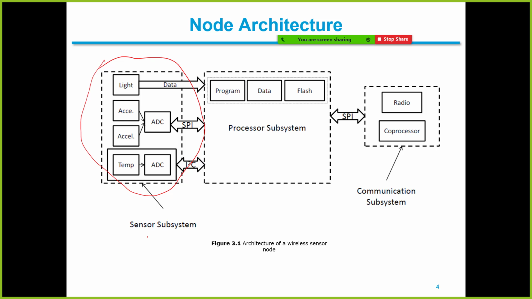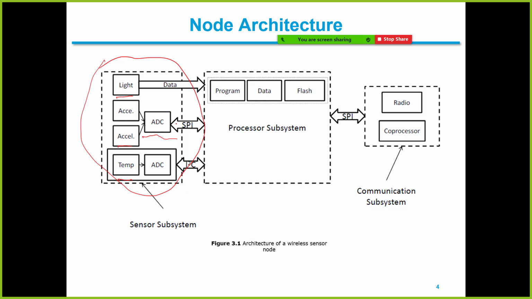In the sensor subsystem, we have different kinds of sensors, right? This is a light sensor, accelerometer, temperature sensor, humidity sensor, chemical sensor, pressure sensor, motion sensor, a mechanical sensor, every kind of sensor. And connected to the sensors is the ADC, the analog to digital converter.